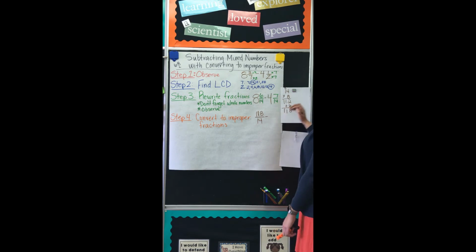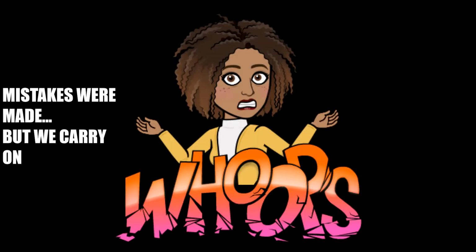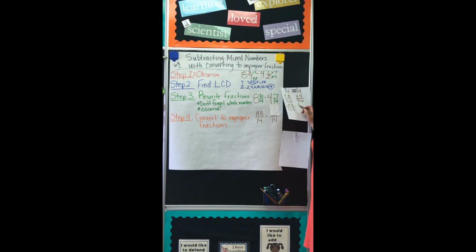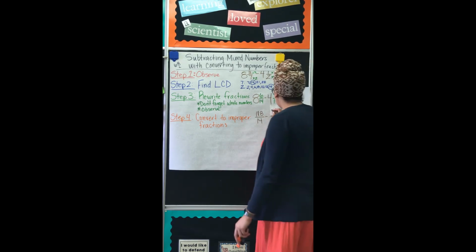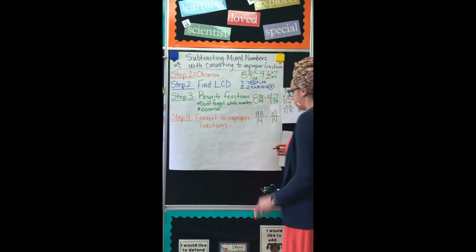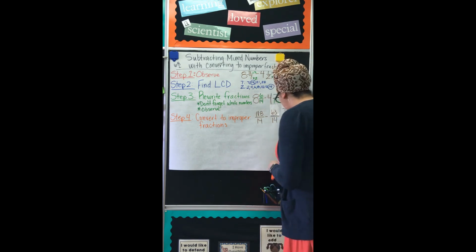Minus, and we have to do the same thing here. We have to multiply 14 times 4. 4 times 4 is 16. 4 times 1 is 4, plus 1 is 5. So we get 56, but then we have to add the 7. And we go 6 plus 7 is 13. 5 plus 1 is 6, so we have 63.